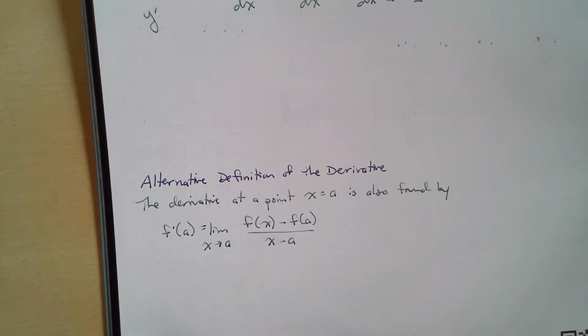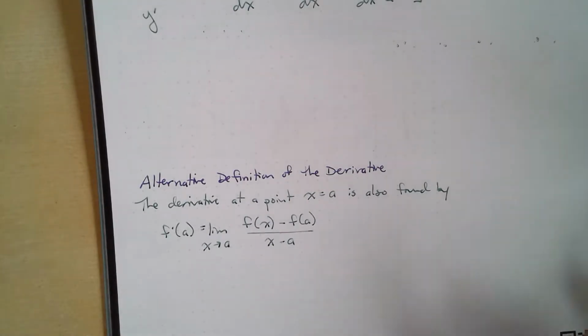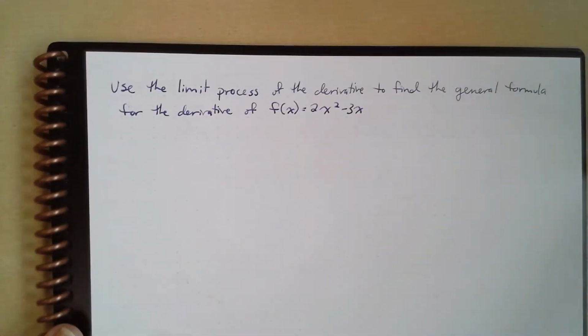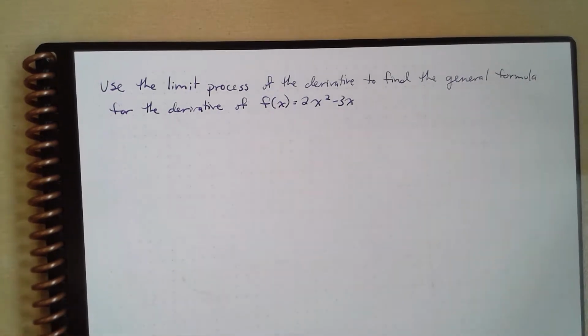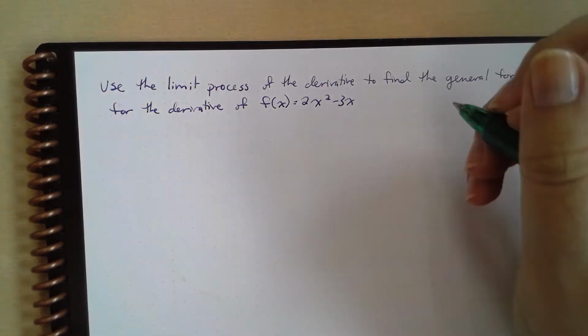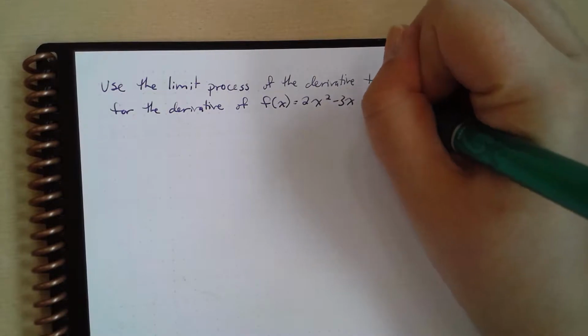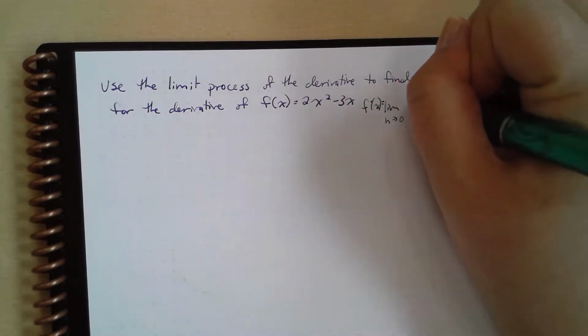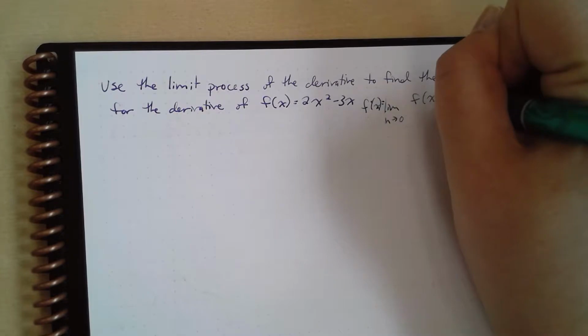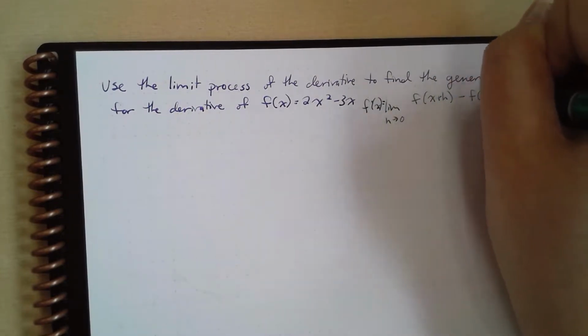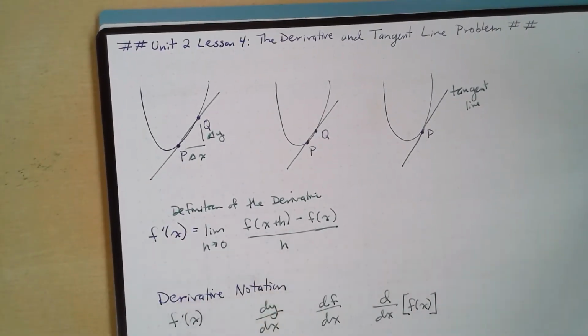So let's actually do one of these. I think it's going to make more sense when we actually go through the process a little bit. So we want to use the limit process of the derivative to find the general formula for the derivative of f of x equals 2x squared minus 3x. What we're going to do is use that definition that we have before, f prime of x equals the limit as h approaches 0 of f of x plus h minus f of x over h. Did I write that right? Better check. f of x plus h minus f of x over h.